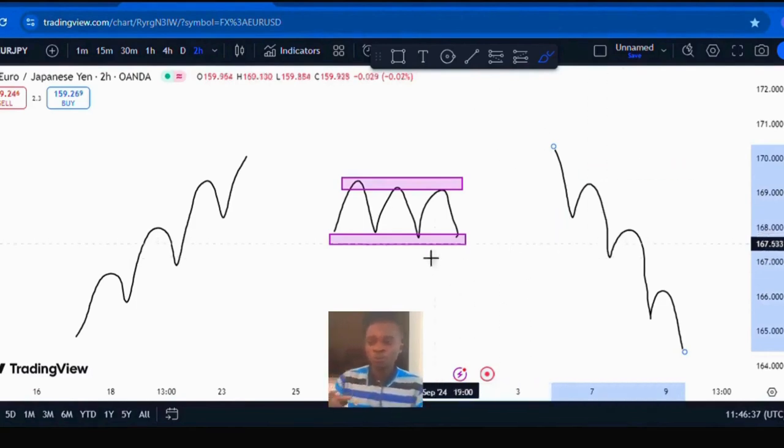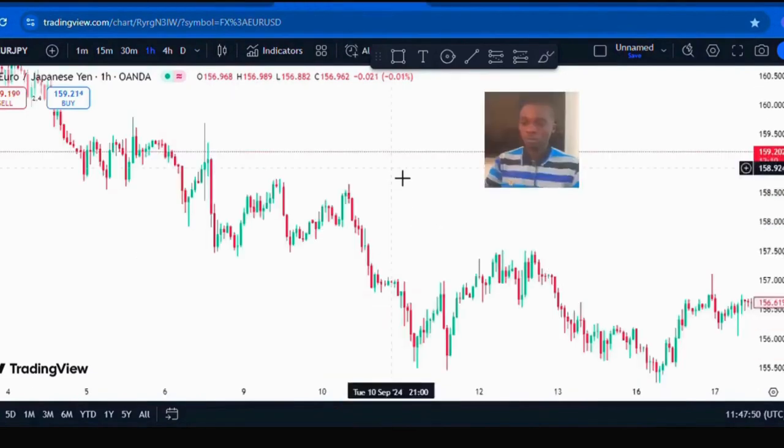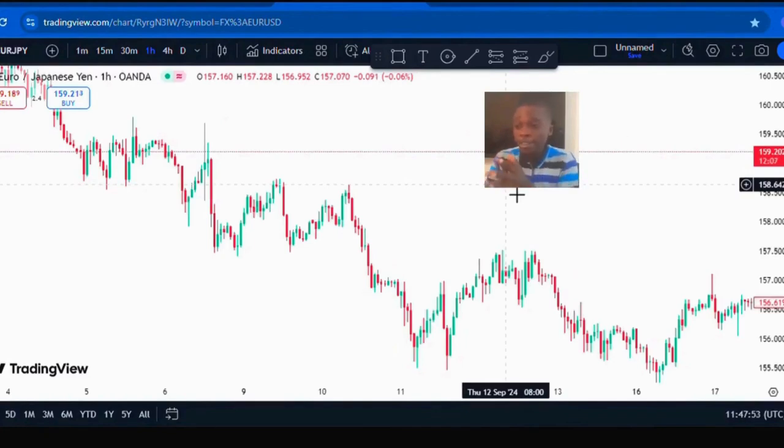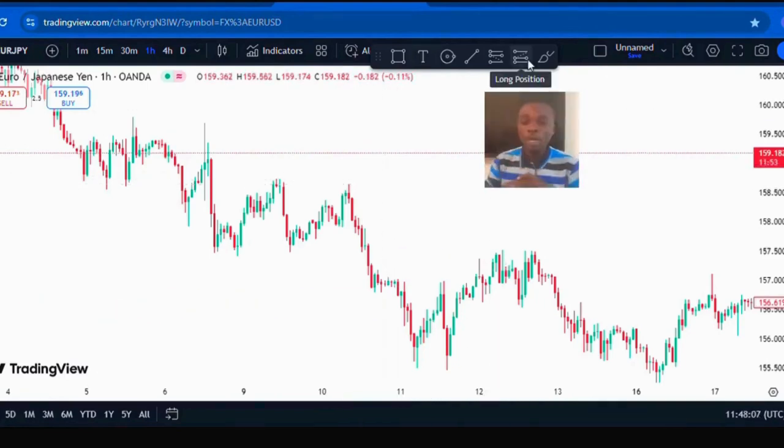Now I'm going to show you how you can identify a weak and a strong support and resistance right on the chart. So let me show you an example using the chart. Right here, as you can see, this is a downtrending chart where the resistance is stronger than the support. Let me show you how you can identify when the buyers or sellers are pushing price to the downside, which simply means the support or the resistance is stronger than the other.